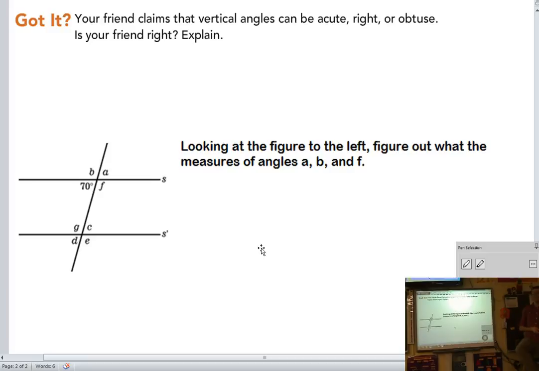So, let's make examples. If you think they're true, make examples that show that they are true. If you think they're false, make a counter example, something that shows that they are wrong. Are we drawing these? Yep, draw these out on your paper right now.